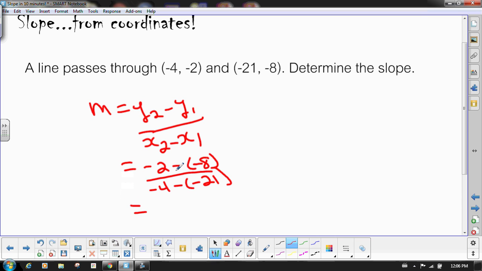So -2 subtract -8 is going to be 6. -4 subtract -21 is going to be -4 plus 21, which is 17. And we cannot reduce that. So that summarizes how we find the slope given a variety of different situations.